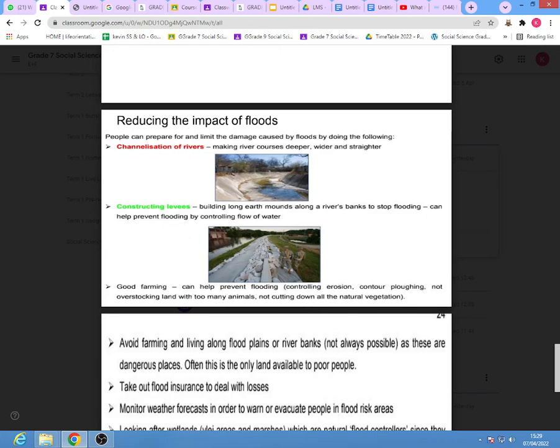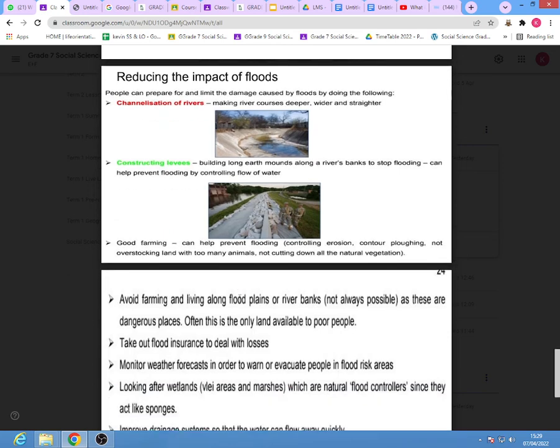Also, another way to prevent flooding is to use good farming methods, right? When plowing, you need to make sure that you're plowing across the slopes. It can help prevent flooding by also controlling erosion. That is contour plowing. Also, do not overstock land with too many animals, because why? They're going to overgraze, or feed on too much of the grass, and then when it rains, there won't be any grass to stop the rain from seeping into the ground. Right.